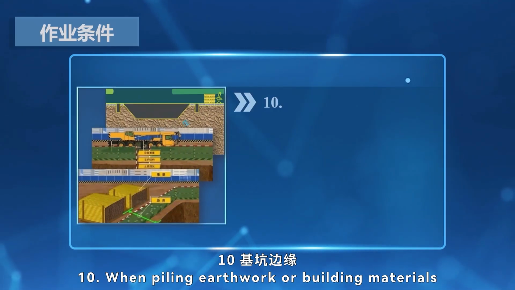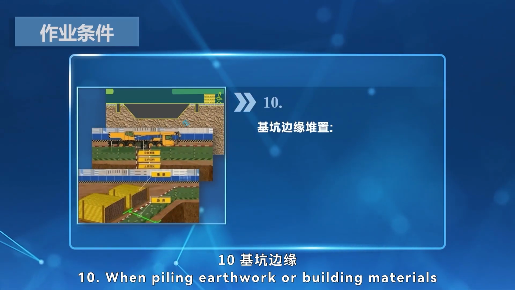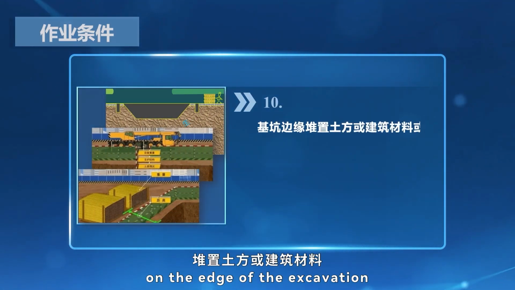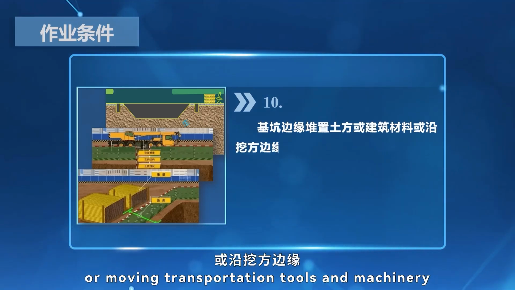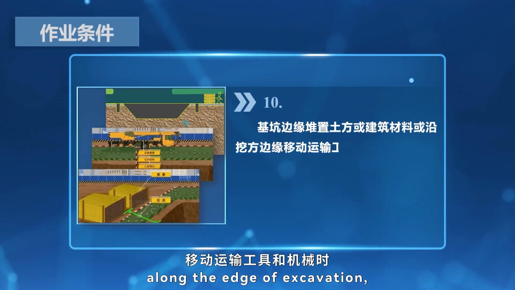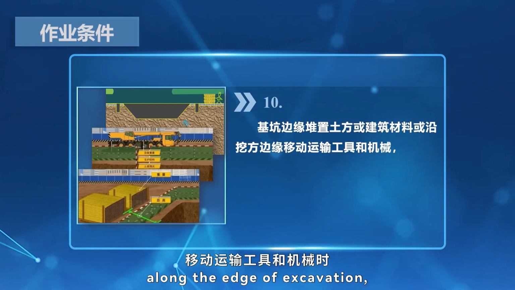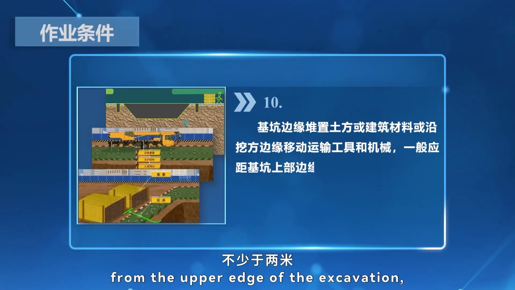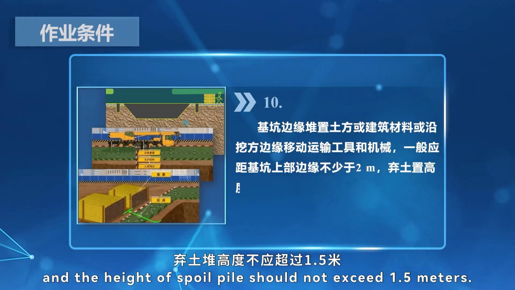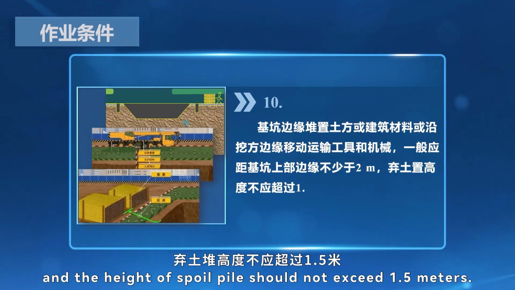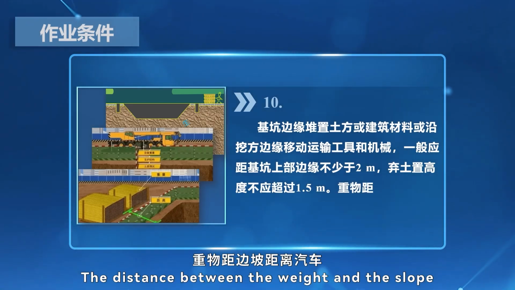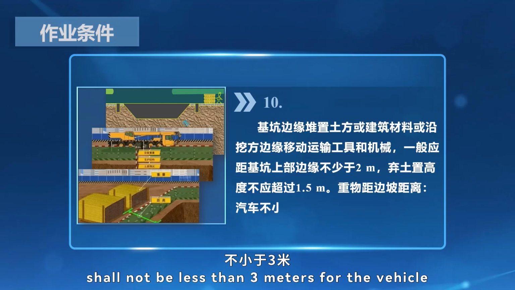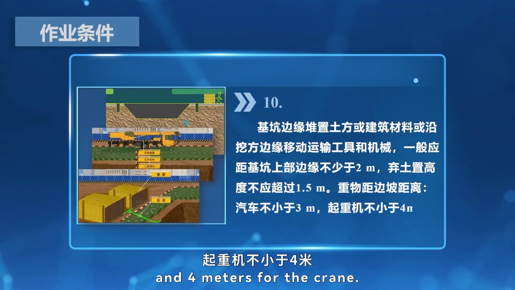10. When piling earthwork or building materials on the edge of the excavation, or moving transportation tools and machinery along the edge of excavation, it is generally not less than 2 meters away from the upper edge of the excavation, and the height of spoil pile should not exceed 1.5 meters. The distance between the weight and the slope shall not be less than 3 meters for the vehicle and 4 meters for the crane.